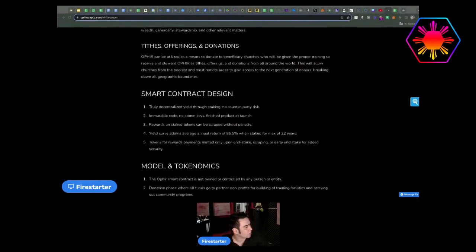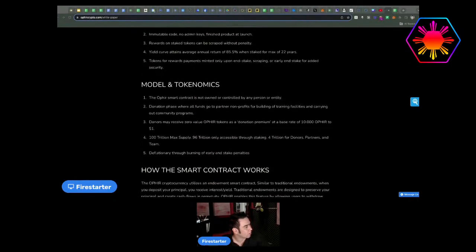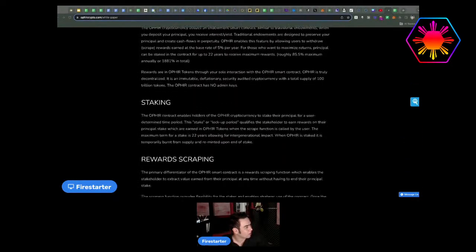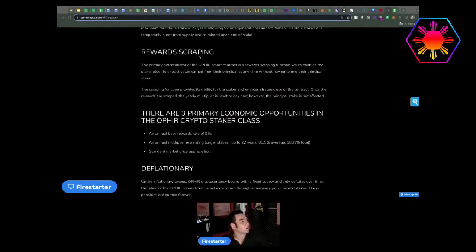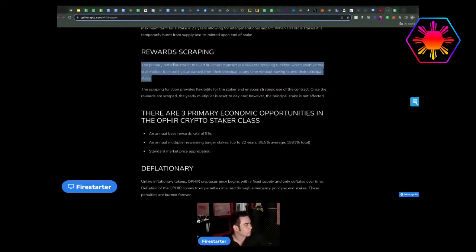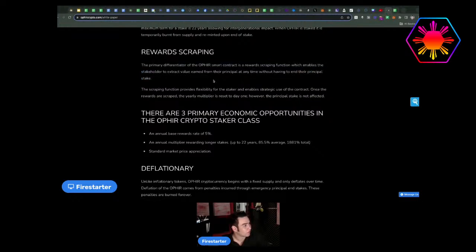Okay, let's skip through all of this. What I wanted to show you guys was, so here, this is what I was explaining, reward scraping. The primary differentiator of the Ophir smart contract is a reward scraping function, which I just showed you guys, which enables the stakeholder to extract value earned from their principal at any time. So anytime they can scrape, or you can scrape your interest.